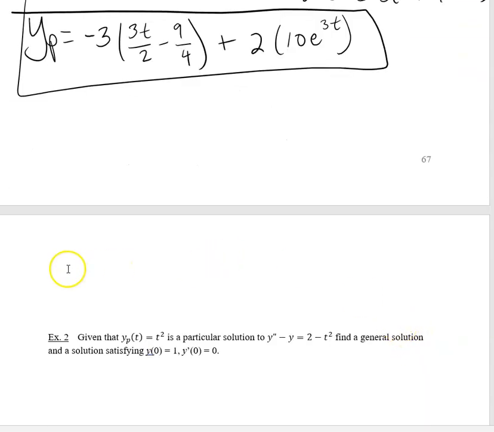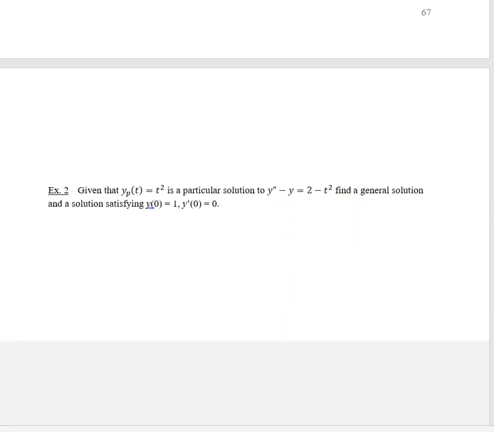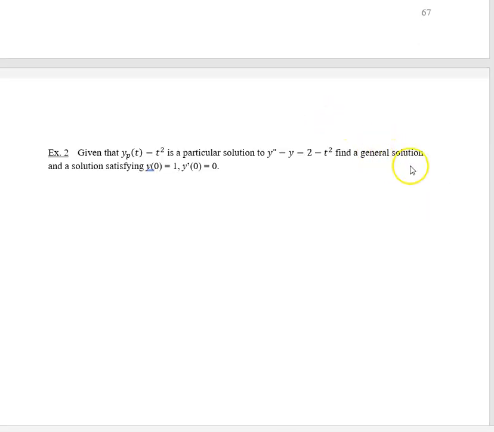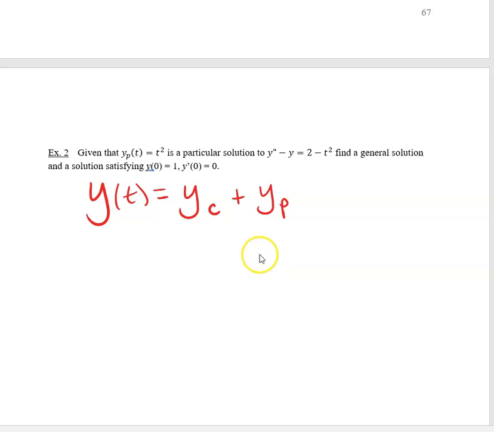Let's do another example. This one says, given that y sub p is a particular solution to the differential equation, they want us to find a general solution knowing that y of 0 equals 1 and y prime of 0 equals 0. So this is basically an initial value problem where they give us one particular solution. So remember we said previously that a general solution, y of t, could be expressed as what we call the complementary solution plus the particular solution. And that's what we've been using in the previous two sections. That's really the superposition principle.